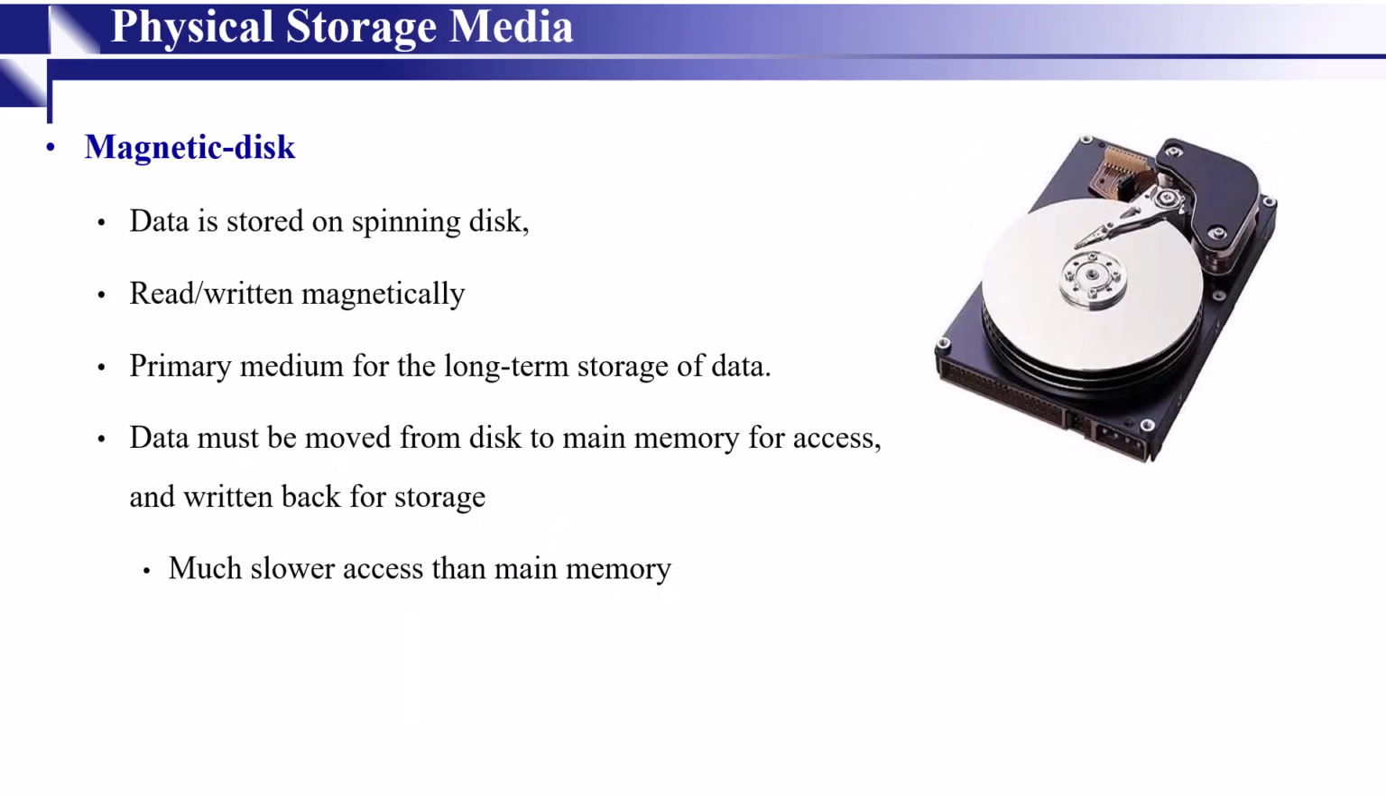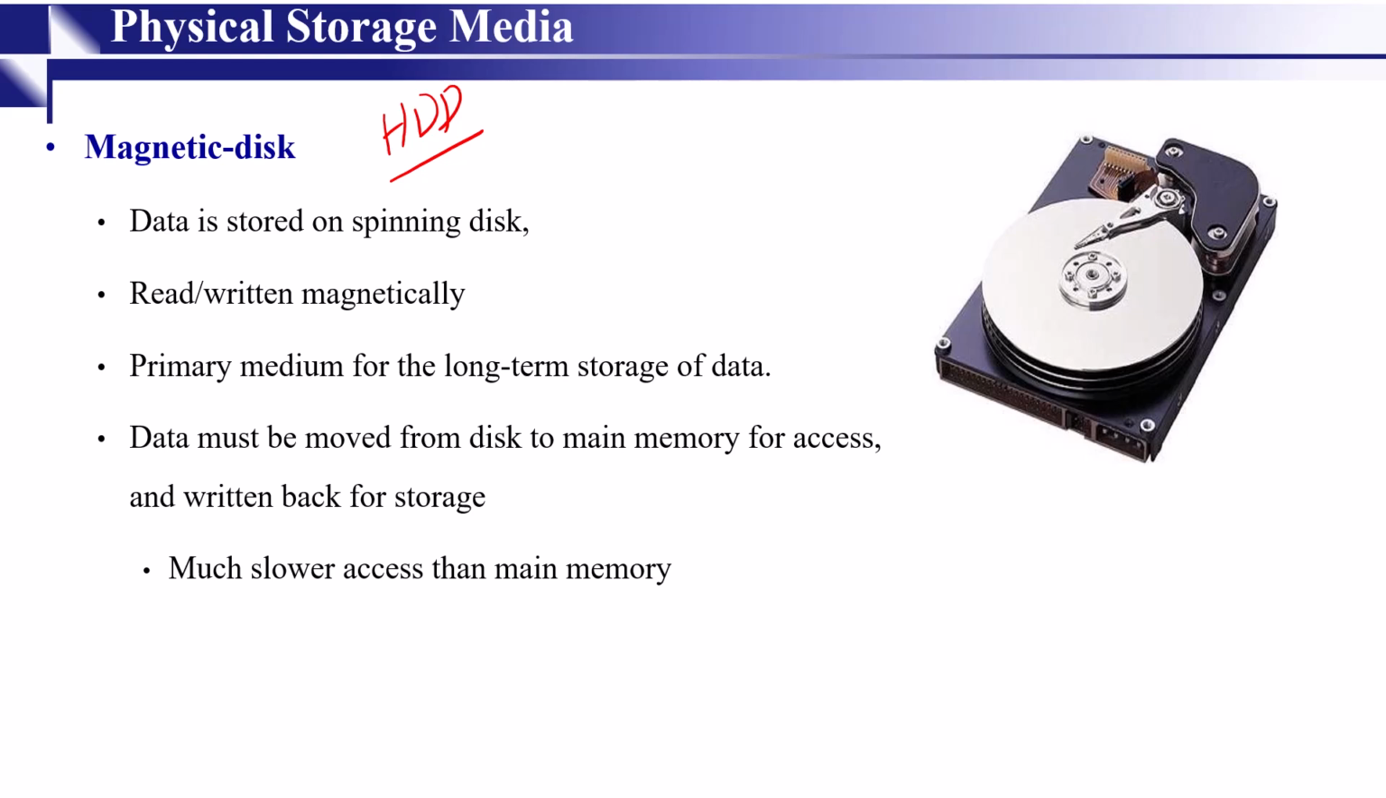The next one is magnetic disk. Magnetic disk storage like HDD, hard disk drives. These are the primary medium for long-term data storage. While slower than main memory, they offer high capacity and cost effectiveness, and they have direct access capability for reading data in any order.